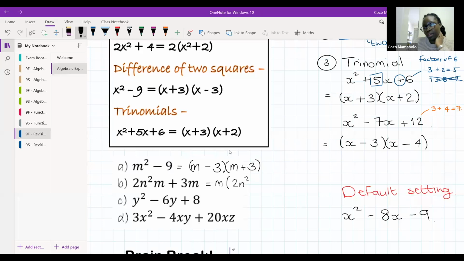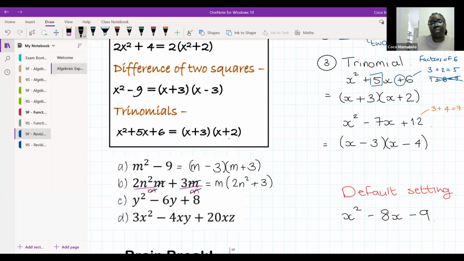Ma'am, don't you say 2n squared m divided by m? Good. I need to divide this one by M and this one by M. It needs to be both of them. Yes, ma'am. So if I divide by M over here, what do I have left? 2n squared m divided by m is equal to 2n squared plus 3. Good. Don't forget the plus 3. That's the answer I was looking for. Excellent stuff. Well done, Andiswa. Thank you, ma'am.